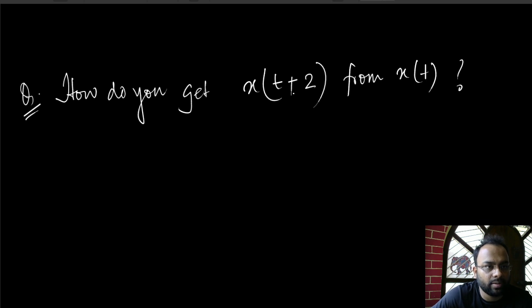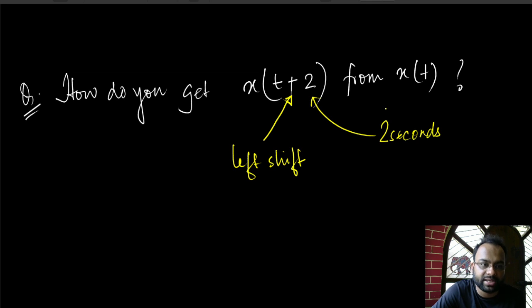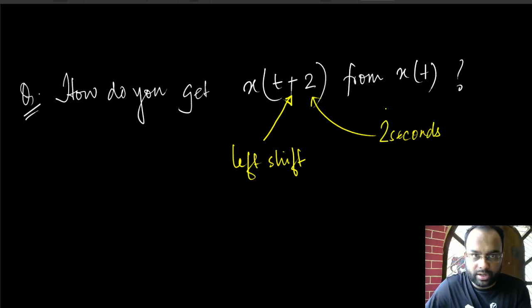Can anybody post it on the live chat? Yeah, simple, right? The answer is pretty simple. You have to first take care of the plus sign and figure out what happens with it. It means it's a shift to the left. So simply left shift, by 2 seconds. So basically you can shift the signal to the left by 2 units. Left shift by 2 seconds, right?